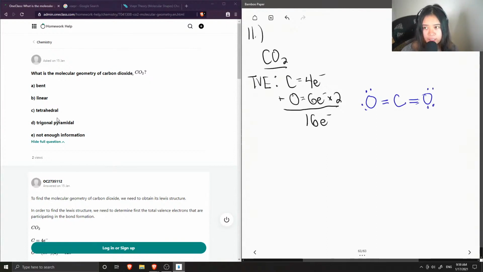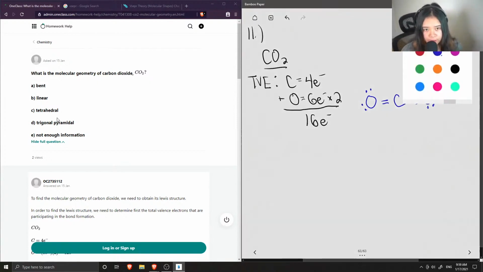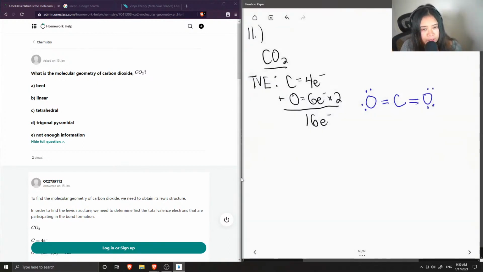And if we count out all the electrons in this structure, each bond contains 2 bonding electrons. So we have 8 plus 8, so we have our 16 valence electrons. So this is the correct Lewis structure. So now let's analyze it to find out its molecular geometry.